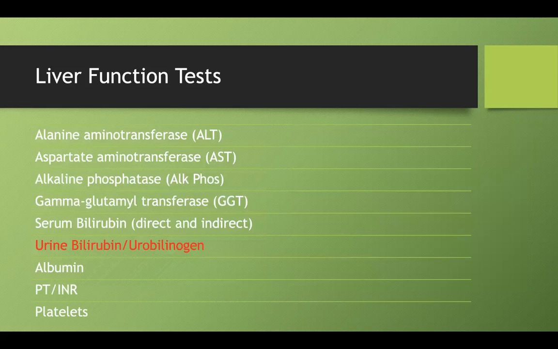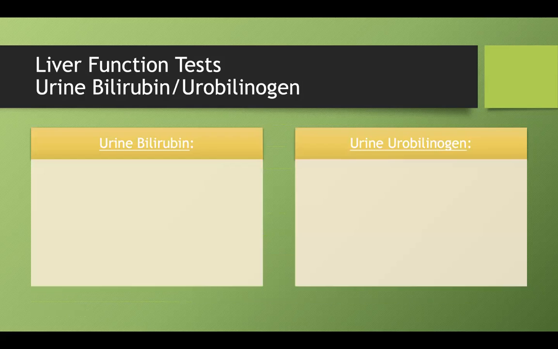Now let's talk about this. It isn't as high yield, this urine bilirubin and urobilinogen, but I wanted to be complete. So if you have time to look at this and you really want to understand LFTs in their entirety, feel free to listen. Otherwise, even for Step 1 or Level 1, this is probably low yield, but I wanted to mention it anyway. Urine bilirubin detects the amount of conjugated bilirubin in the blood.